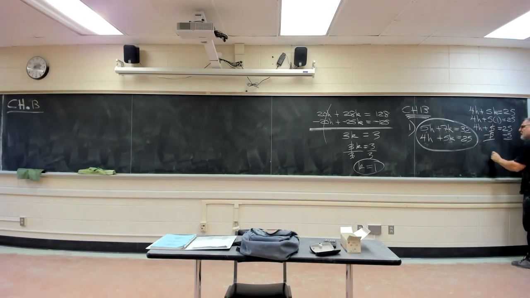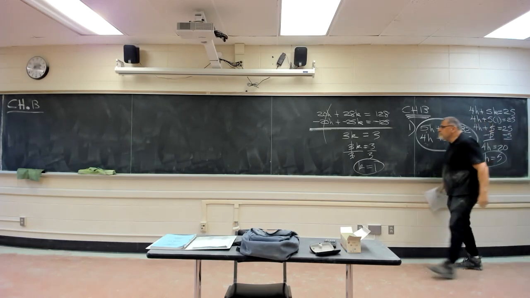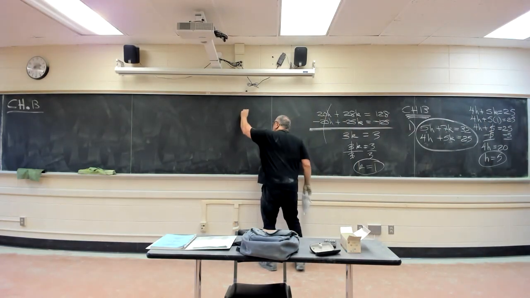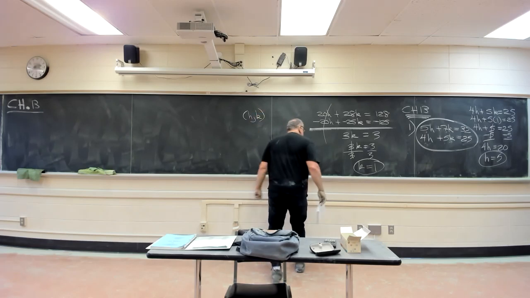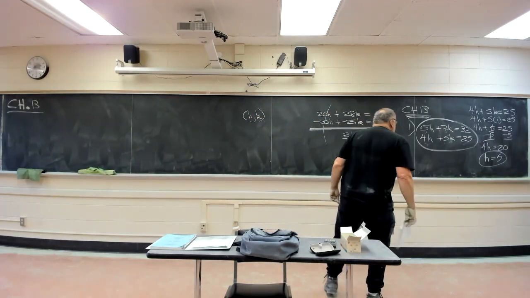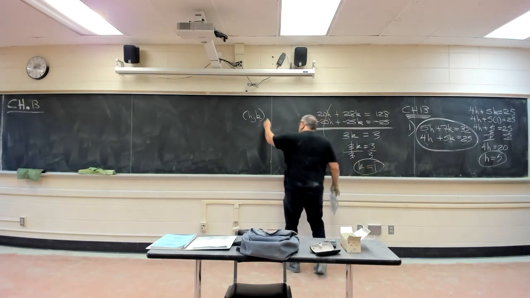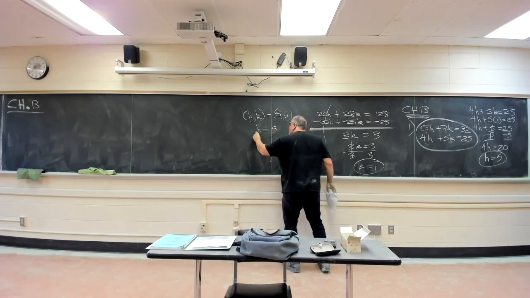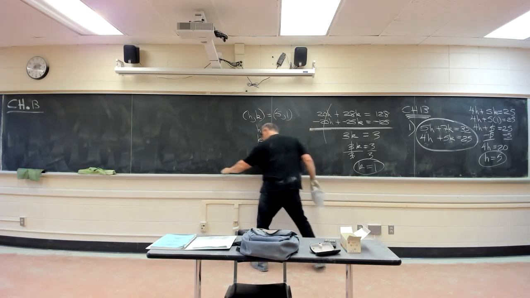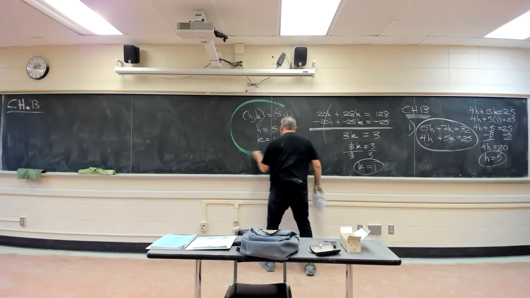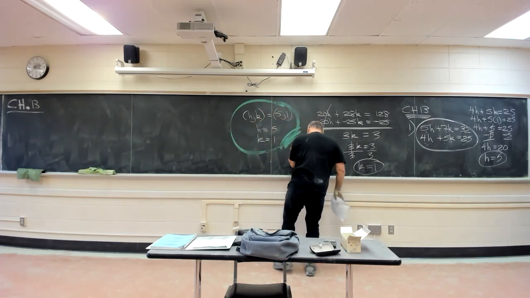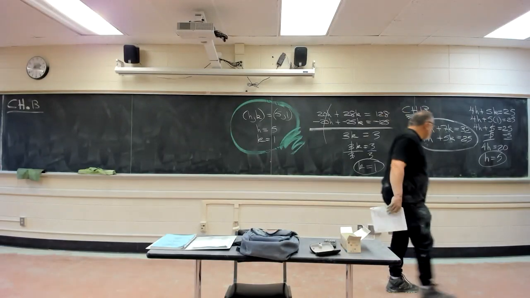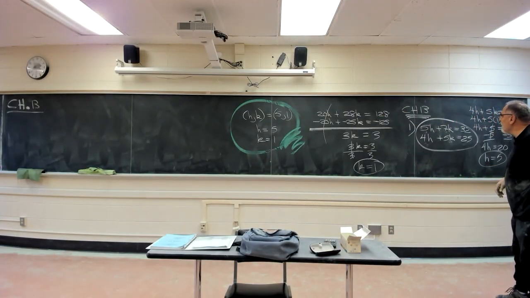Add a negative 5 on each side. Divide by 4 on each side. You got it. You've got h comma k. H comes before k, might as well put it in that order. You got 5 comma 1. And that's the addition method for problem number 1.